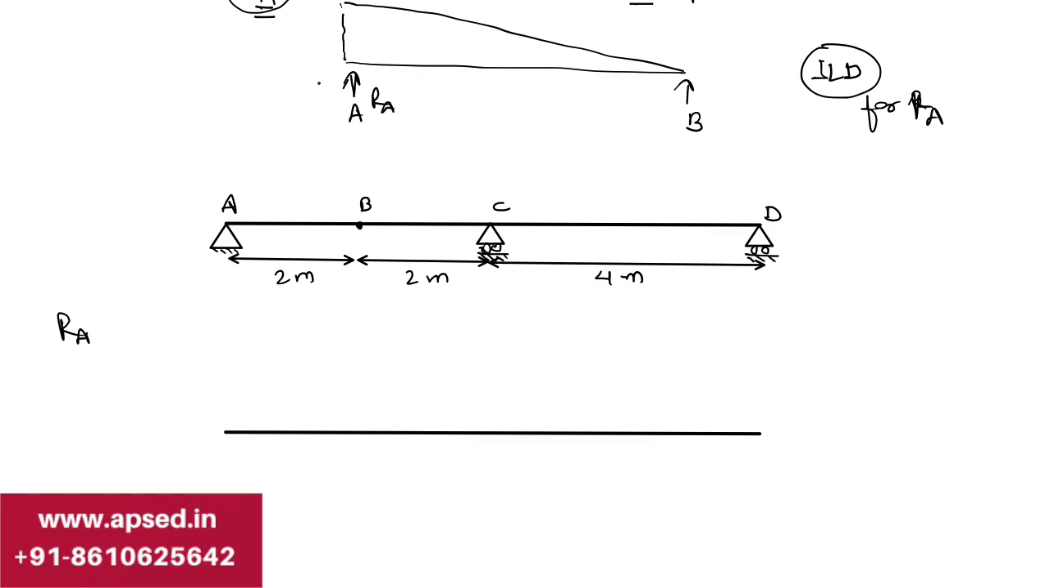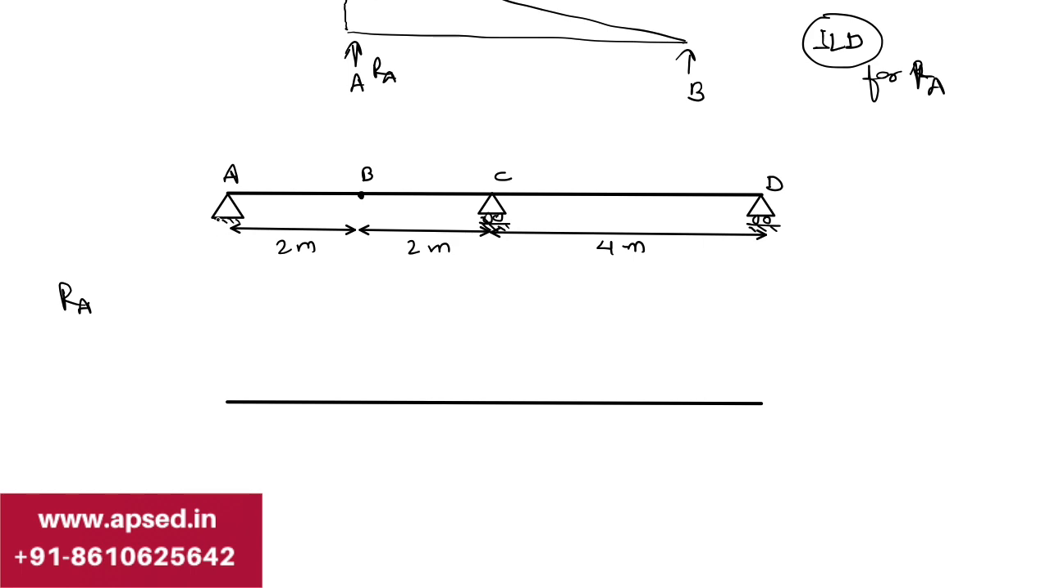Now, as we did here, first of all, we remove the capacity to resist this reaction. So the support at A we will remove, and then we'll give it a vertical deflection. In Muller-Breslau principle, we solve it by applying a load of 1 kilonewton. If it is for moment, then we apply a moment of 1 kilonewton meter. If it is for shear force, then in that case also we apply a shear force total of 1 kilonewton. So if we give it the displacement, then the deflected shape will give us the ILD.